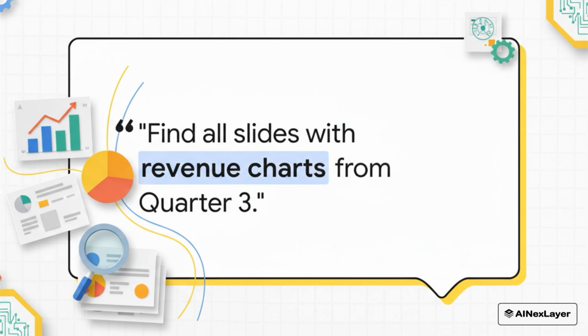And this isn't just some abstract idea. Look at this query right here. Find all slides with revenue charts from Q3. Now, for anyone who's ever worked in a big company, you know that's an absolute game changer. It means you can stop manually scrubbing through hundreds of slides. The AI can just find the specific chart you need, and it can do it instantly.